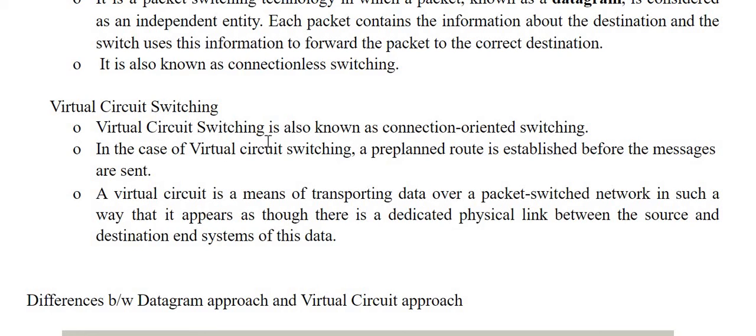In virtual circuit switching, a pre-planned route is established before the messages are sent. So this is like circuit switching. A virtual circuit is a means of transmitting data over a packet switched network in such a way that it appears as though there is a dedicated physical link. As the name says, virtual, it appears like there is a dedicated path. That is called virtual circuit switching.